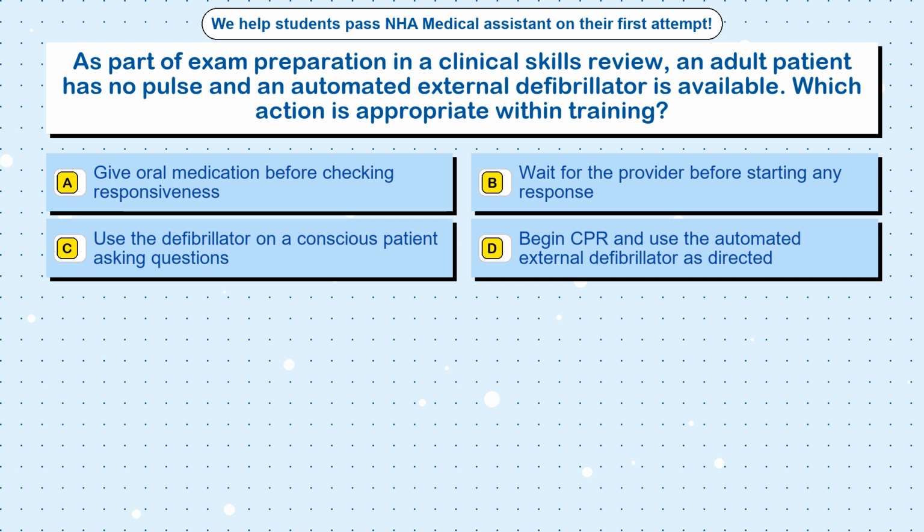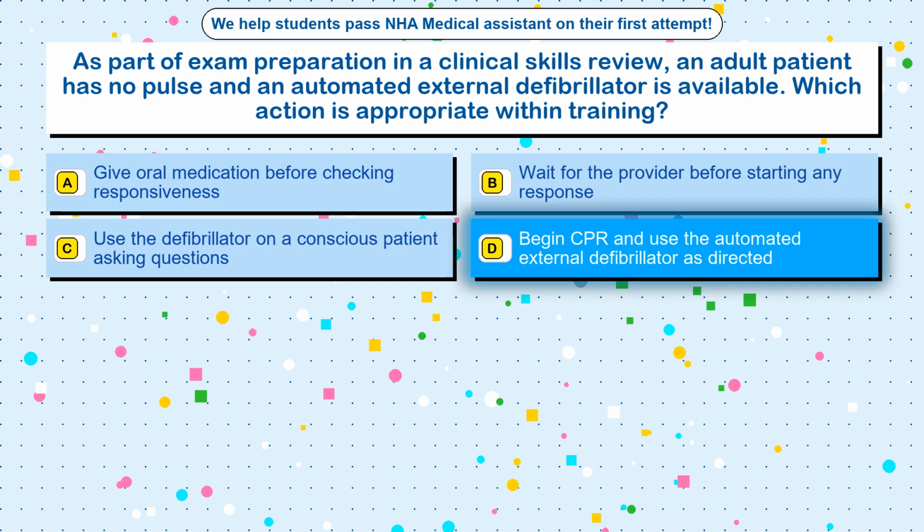Question 53. As part of exam preparation in a clinical skills review, an adult patient has no pulse and an automated external defibrillator is available. Which action is appropriate within training? Option A. Give oral medication before checking responsiveness. Option B. Wait for the provider before starting any response. Option C. Use the defibrillator on a conscious patient asking questions. Option D. Begin CPR and use the automated external defibrillator as directed.